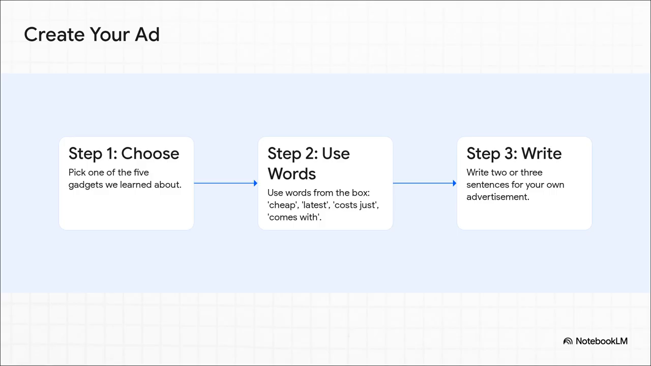Step 1. Just choose one of the gadgets we talked about, maybe the headphones or the tablet. Step 2. Try to use some of those helpful advertising words, like cheap, latest, or comes with. And then, step 3, just write 2 or 3 sentences for your ad. That's it. Seriously, give it a shot. This is the absolute best way to make it all stick.